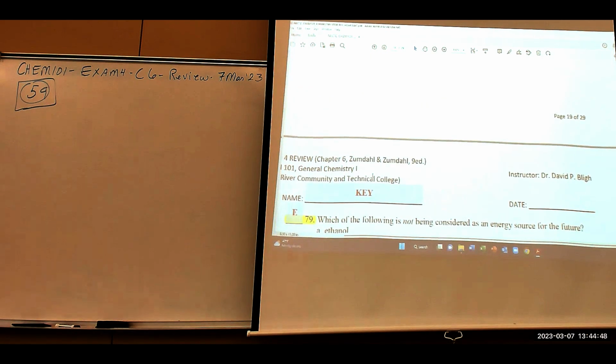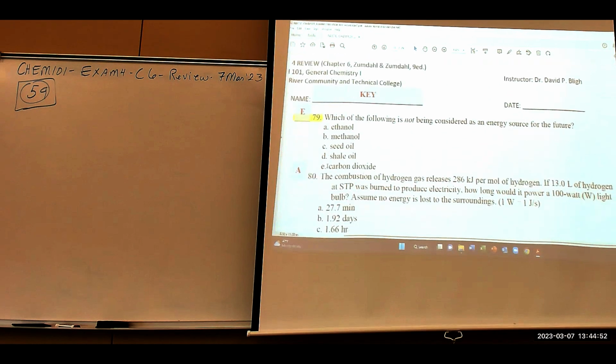79. Which of the following is not being considered as an energy source for the future? Okay. This is sort of a trick question. You can use any of these for energy as long as you can burn them. We can burn ethanol, we can burn methanol, we can burn oils. You can't burn carbon dioxide. Carbon dioxide is an end product.